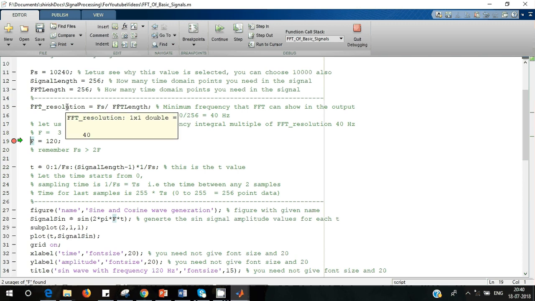If you are getting the peak in the first point, it means your frequency ranges from 0 to 40 hertz. If you are getting the peak in the third point, your frequency is 40 into 3, 120 hertz. Okay, so this is called frequency resolution. Resolution means the lowest frequency that your FFT can identify. So simply, if you take more FFT points or a longer FFT length, you will get better resolution. You can identify even lower frequencies than 40 hertz.